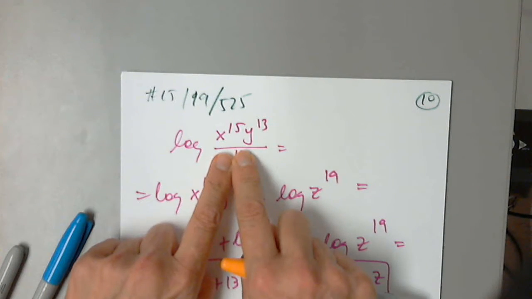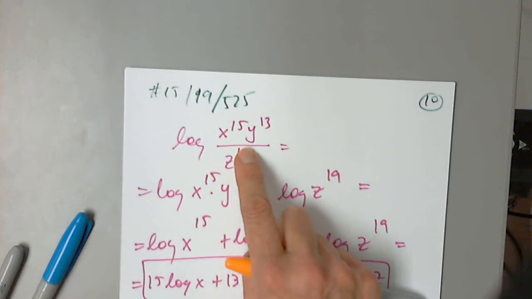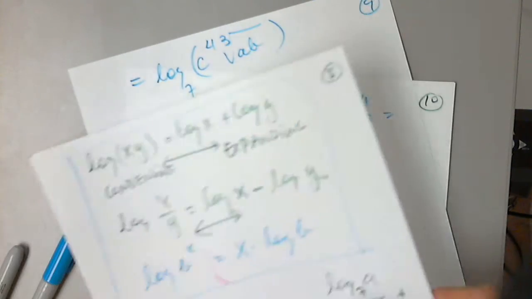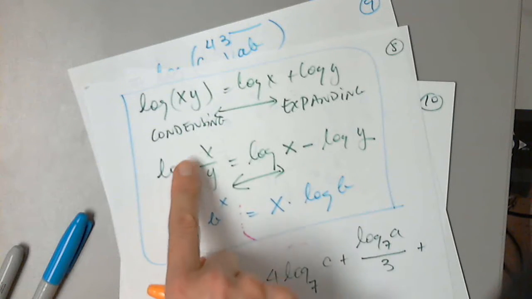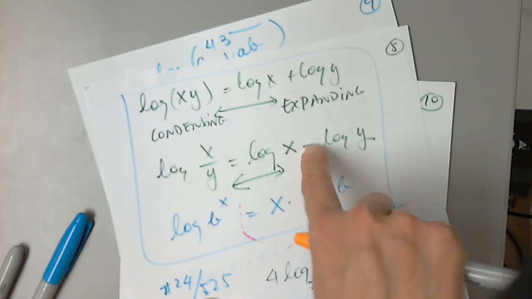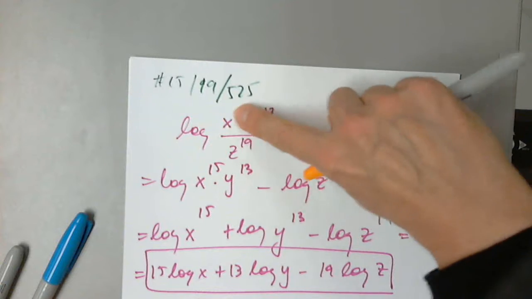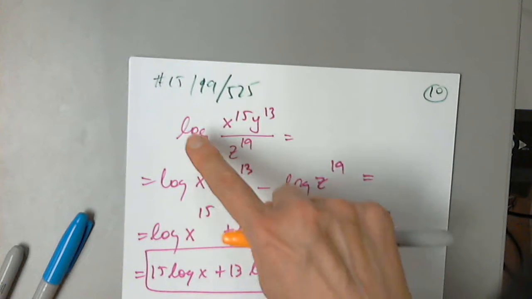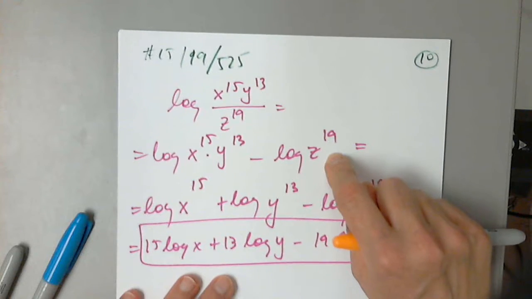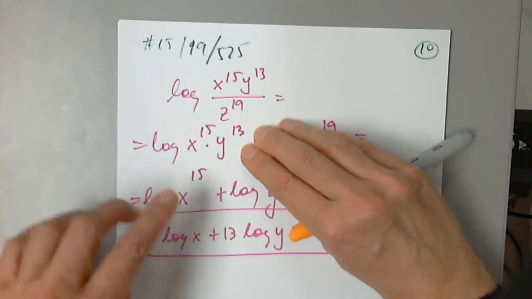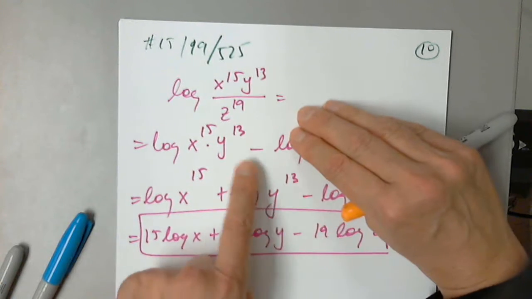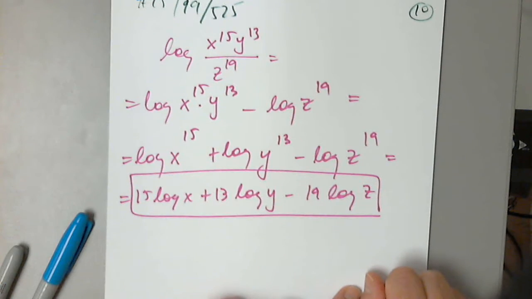So when we apply the quotient rule, the quotient rule says log of x over y means log of x minus log of y. So we have to start with that. Log of the numerator minus log of the denominator. Then we have a product. So this is log of x to the 15th plus log of y to the 13th. And then I copy this. And then the powers go in front. Maybe I didn't answer your question. At the end of the class, I will discuss.